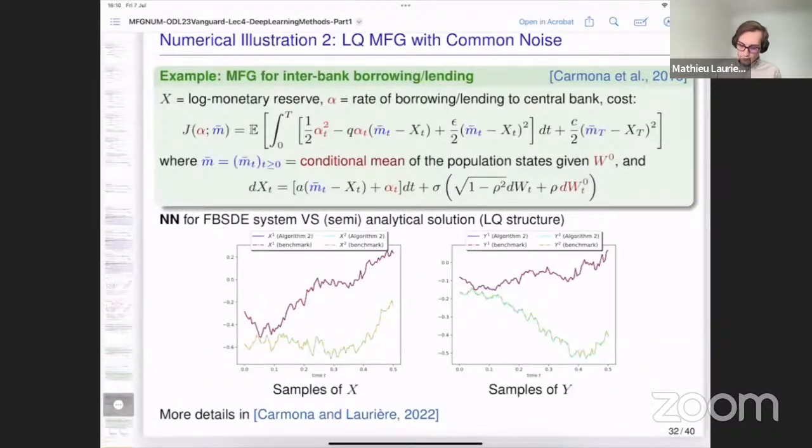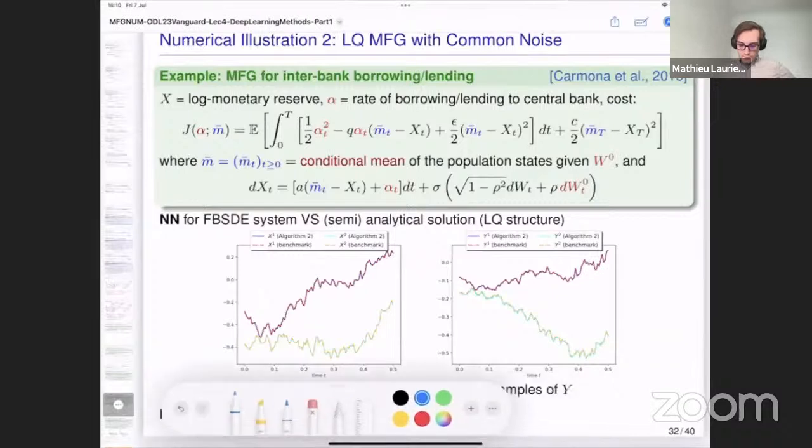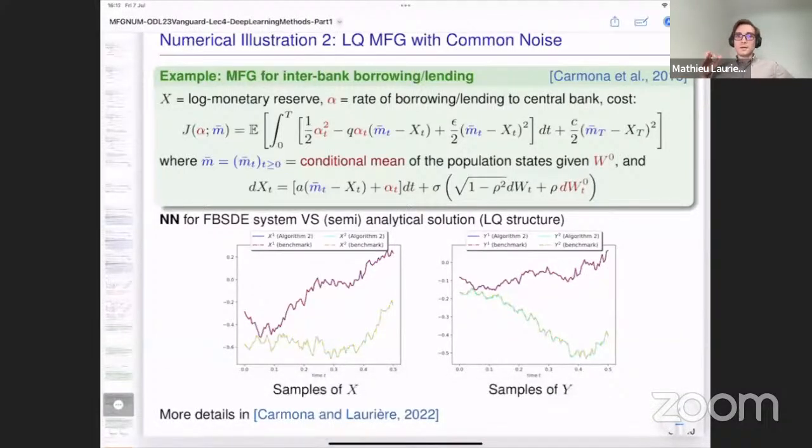This is an example of a model for interbank borrowing and lending. If we were to write the n-player game, each player would be a bank or a financial institution represented by the state of its log reserves. Having log reserves is convenient because it takes values between negative infinity and positive infinity, so you don't need to put any boundary constraint or boundary condition. So xt evolves in the real line.